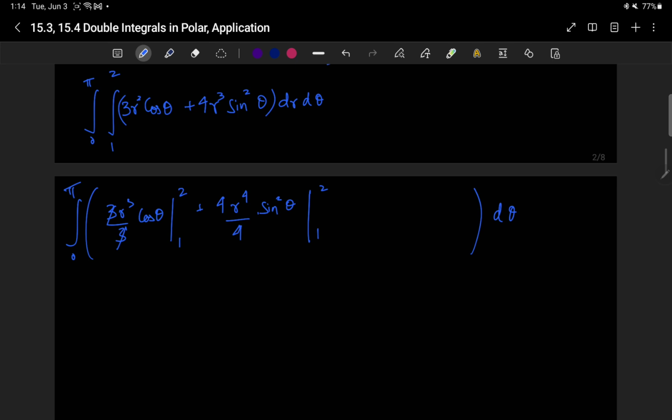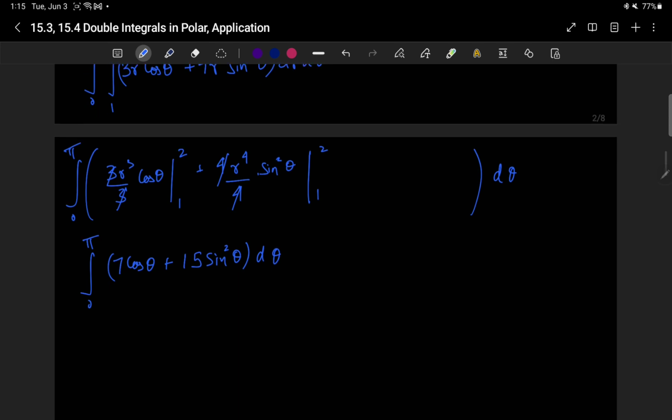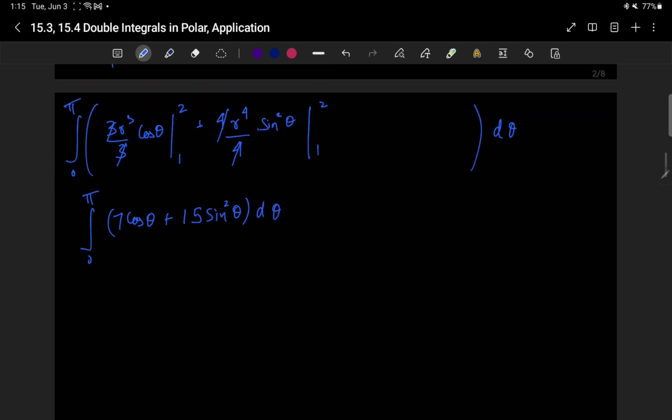The 3's cancel, 4's cancel, so I actually have 0 to pi. 2 cubed is 8 minus 1 is 7. I get 7 cosine theta. 2 to the 4 is 16 minus 1 is 15. 15 sine squared theta d theta. Now this splits into 2. The integral from 0 to pi of 7 cosine theta d theta is straightforward, and the integral from 0 to pi of 15 sine squared theta d theta.